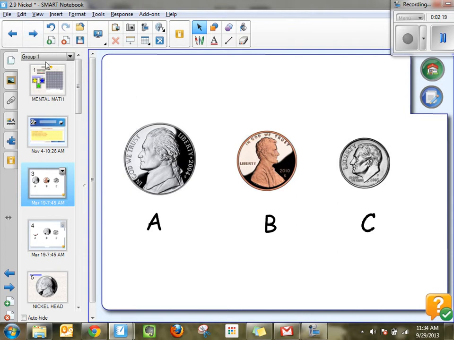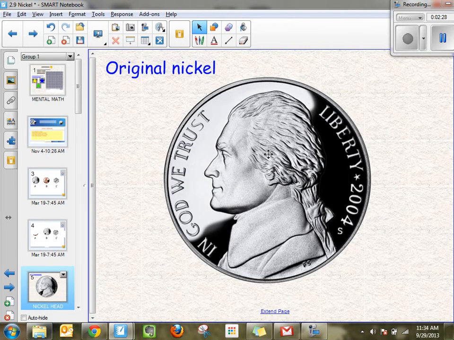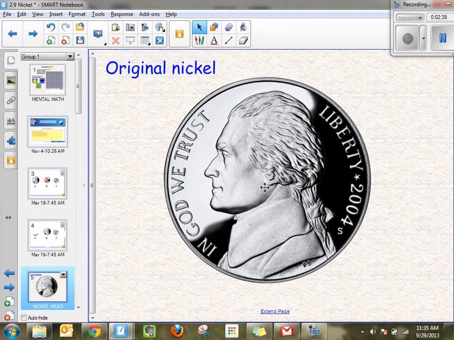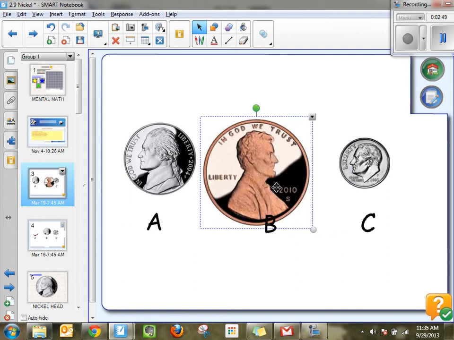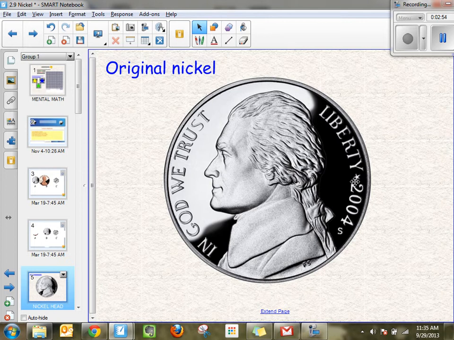What does a nickel look like? I already told you that the head is looking to the left. Just like the penny that we talked about yesterday had Abraham Lincoln on the front, on this nickel we have another head of a person, and this would be again another president. This would be Thomas Jefferson. On the penny you could see that there was a date written on it to tell you when it was made. Well, the same thing is true for a nickel as well. You can see that there is a date written on a nickel.